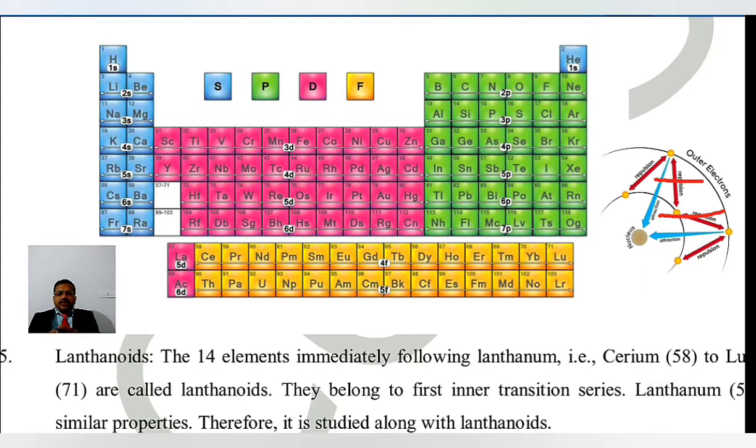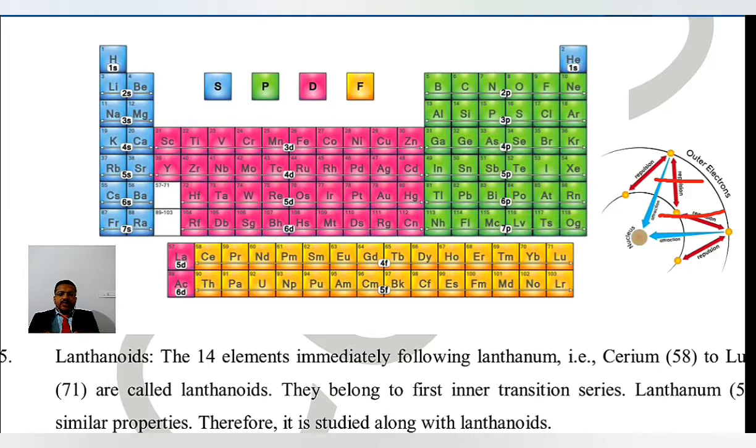Next, we have to discuss the physical properties of the d block elements or the transition elements. First, we will discuss the metallic character. All the d block elements are metallic in nature. That means they have a strong metallic bond. And the presence of unpaired electrons is responsible for this metallic character.